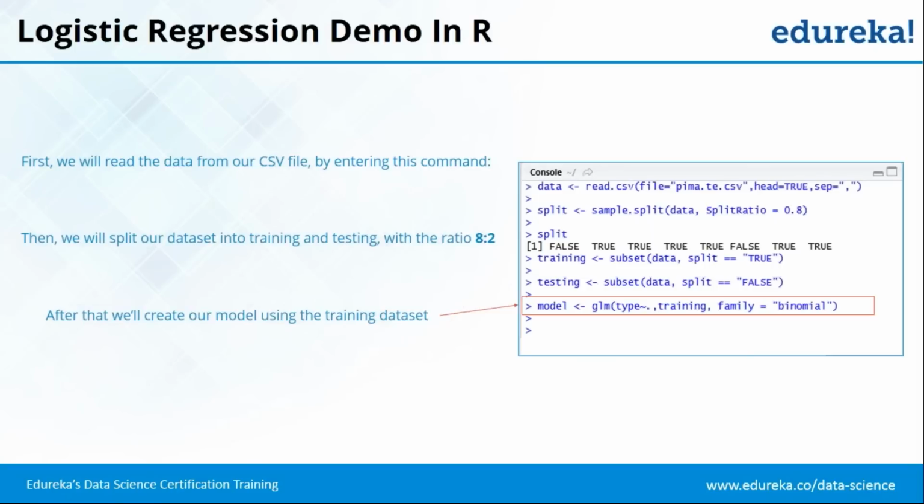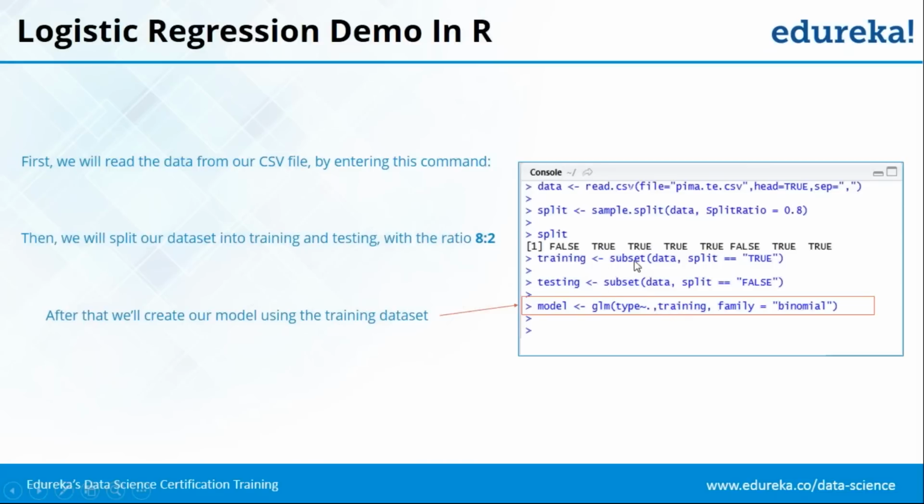Once I have divided my data set, the next step is creating the model. So let's do that using this command. GLM is basically used for creating a model in logistic regression. This part specifies the formula that I'm applying. So type is the Y that I want to predict. This tilde symbol is basically the versus part, so Y versus X. On the X part, I've specified dot. Dot means you have to take into account all the variables. So type tilde dot is the formula, comma training is the data set that we'll be using.